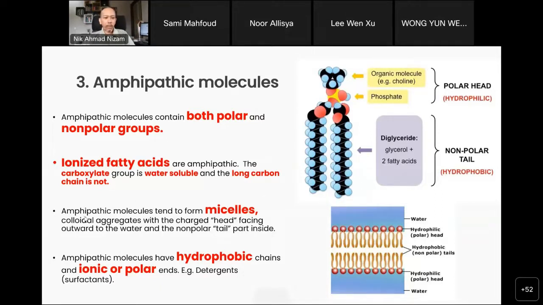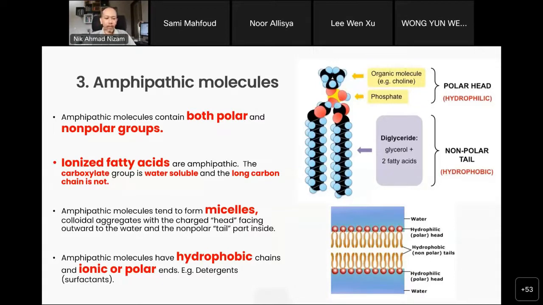And amphipathic molecules tend to form micelles. So what is a micelle? A micelle is like a foam, bubbles. Those are the micelles. A micelle is a colloidal aggregate with the charged head facing outward to the water, and the non-polar tail part inside this micelle. Amphipathic molecules have a hydrophobic chain and an ionic or polar part. For example, like detergent, surfactant, the detergent that you use to wash your clothes. So it will form foam. So those are the micelles.